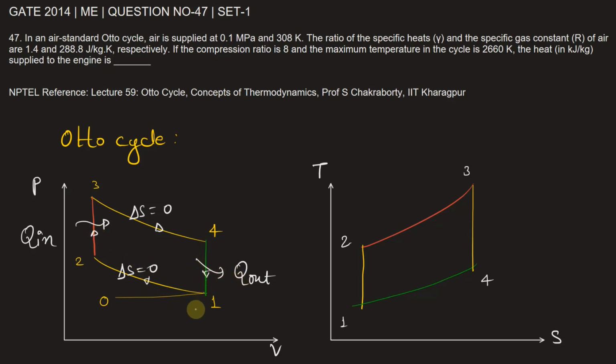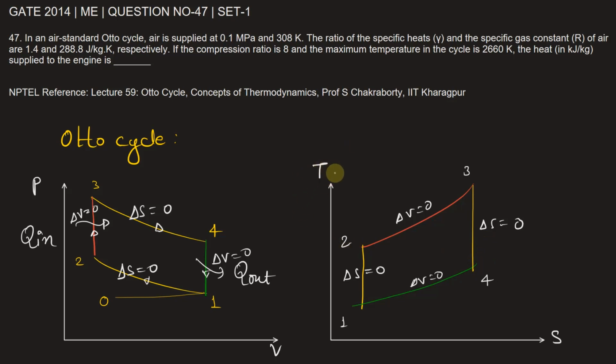4 to 1 is also a constant volume process, so delta V is equal to 0. Here also delta V is equal to 0. Similarly in the TS diagram, here delta S is equal to 0, delta V is equal to 0, delta V is equal to 0, here delta S is equal to 0. So 1 to 2 is isentropic compression and 3 to 4 is isentropic expansion process.